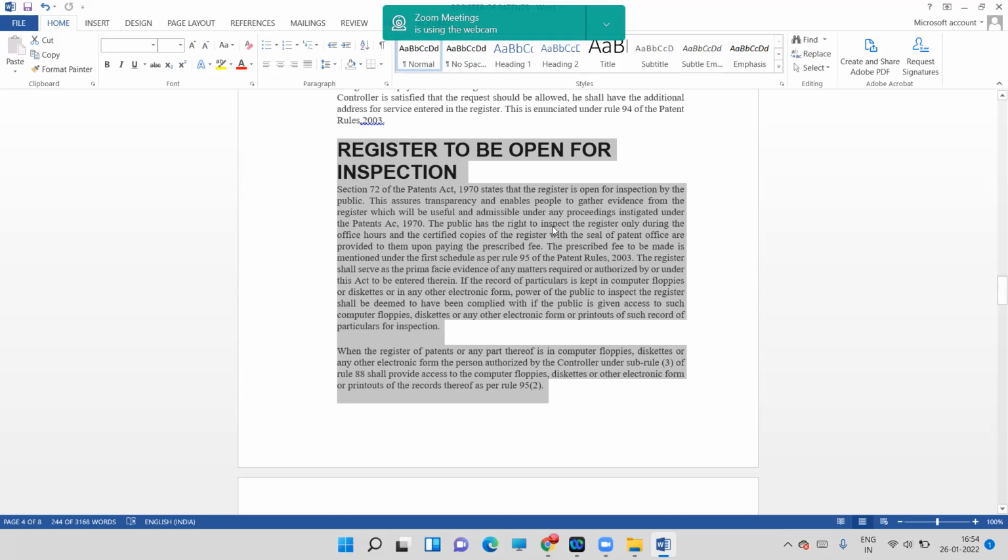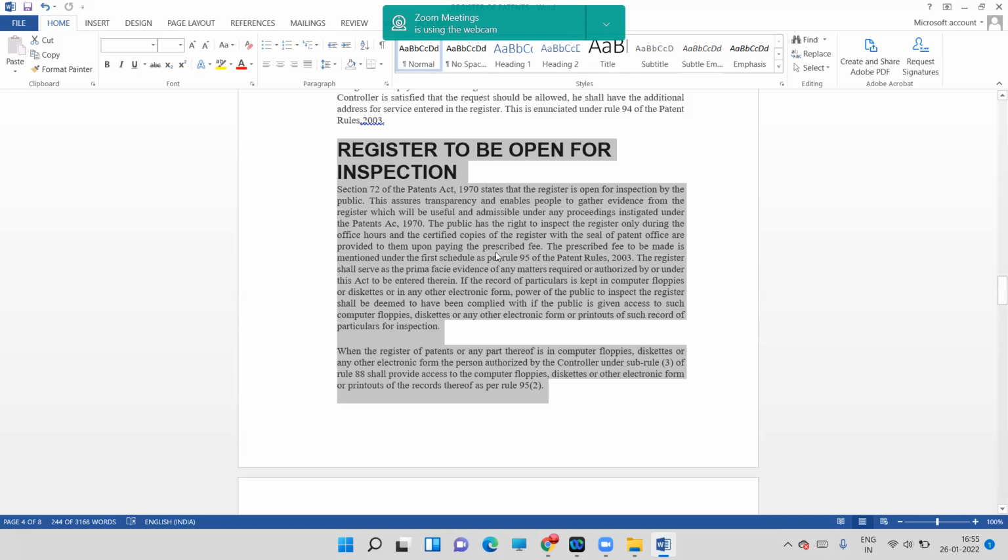The public has the right to inspect the register only during the office hours, and the certified copies of the register with the seal of the patent office. Okay, this is the keyword, so you have to mark this one. That is, the copies of the register with the seal of the patent office are provided to them upon paying the prescribed fees. So these charges are paid for the authentication, as said by that sir.